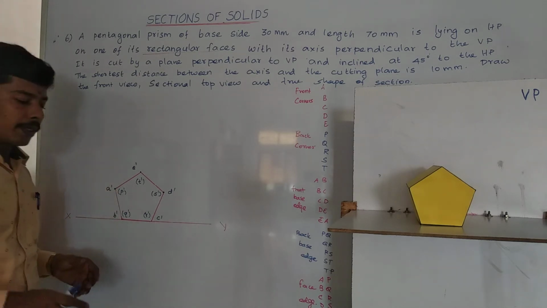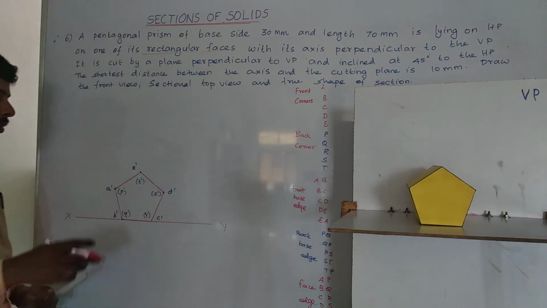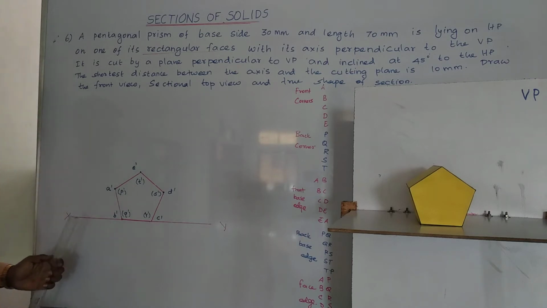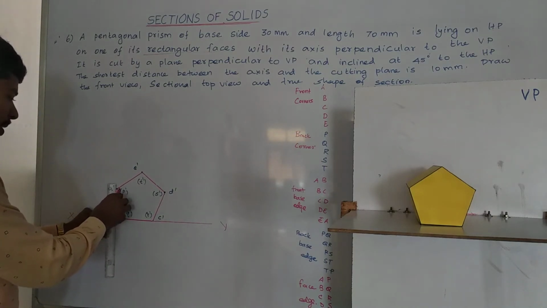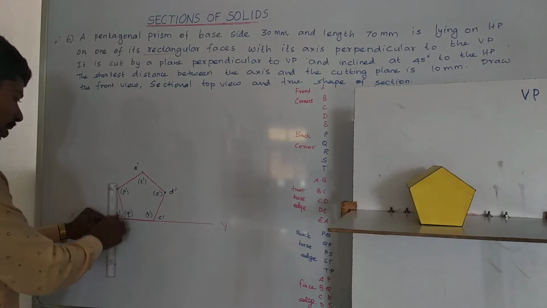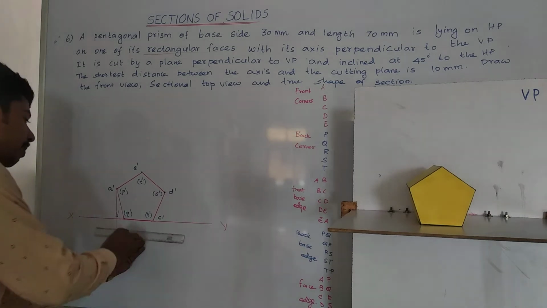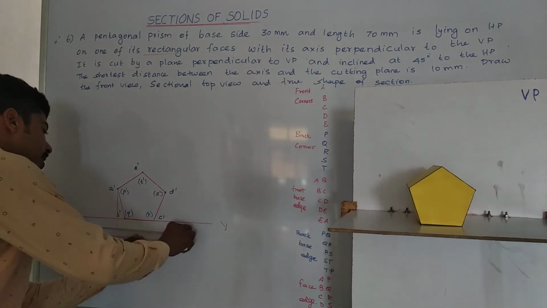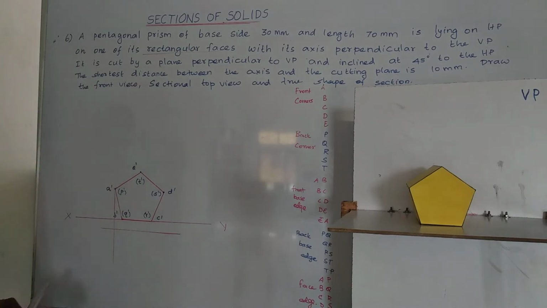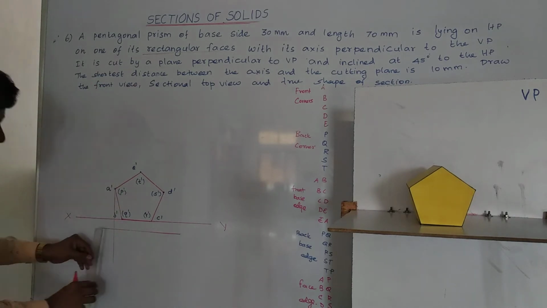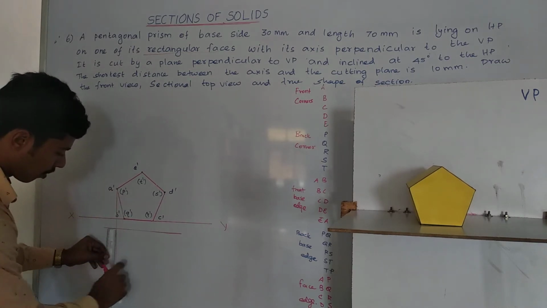Then we have to draw the top view. So how to draw the top view? We can project from the front view. So I am projecting the front view. How much in front is not mentioned, so I draw one horizontal line here. Then the height of the solid is 70 millimeter.